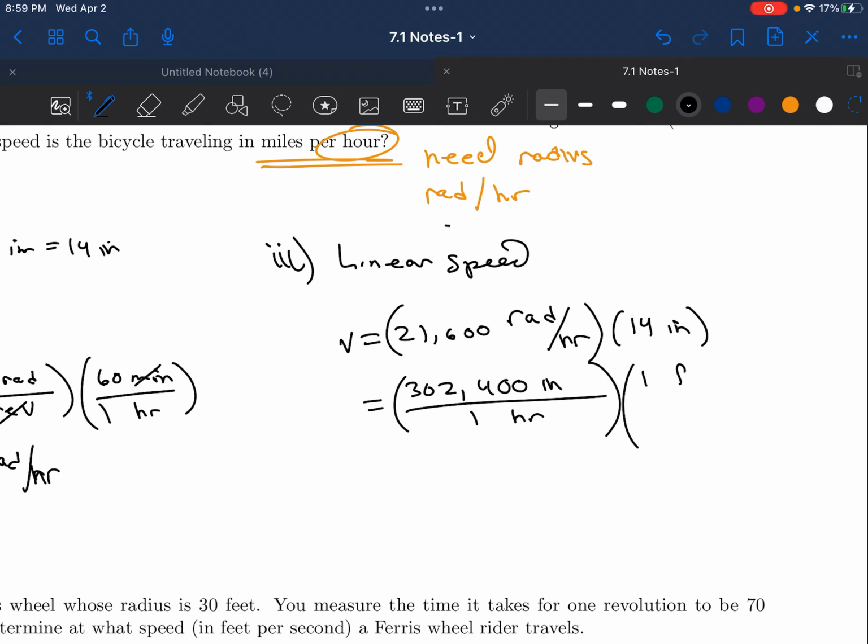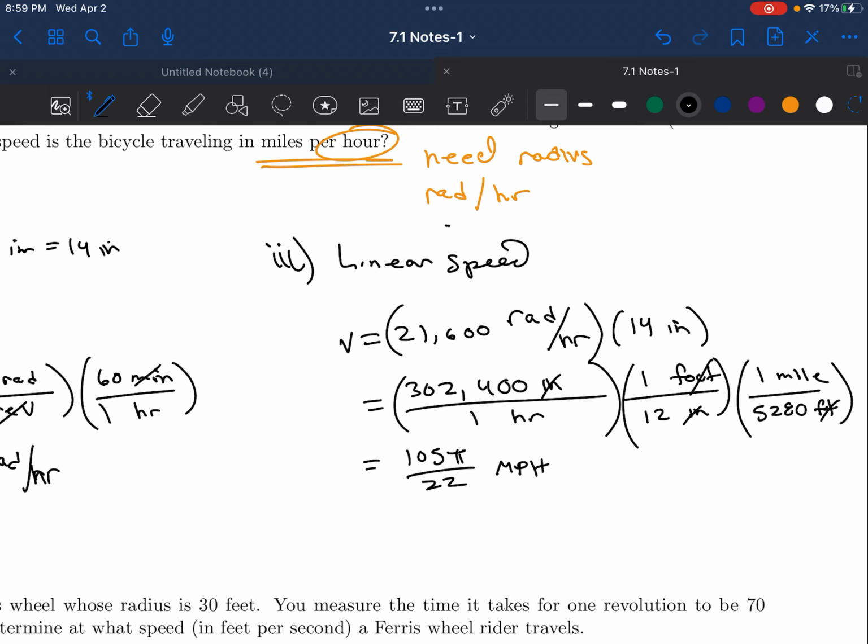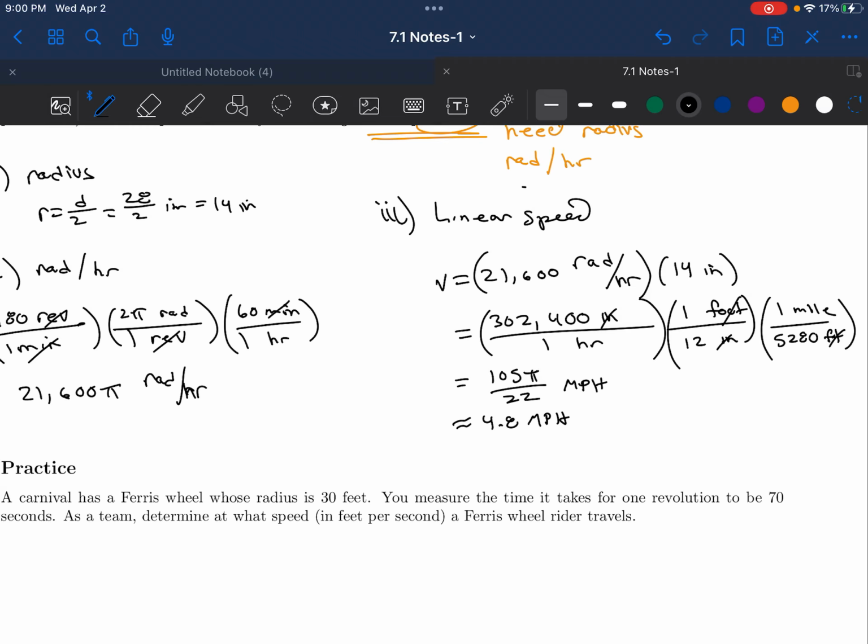And then we can use the fact that 1 foot is 12 inches. And the fact that 1 mile is 5,280 feet. Now the feet cancel, the inches cancel, and we're in miles per hour. And when we do that math, we get 105 pi over 22 miles per hour, which is about 4.8 miles per hour, a reasonable speed for a bicycle to be traveling. And then, of course, it's an application, so we need a complete sentence.